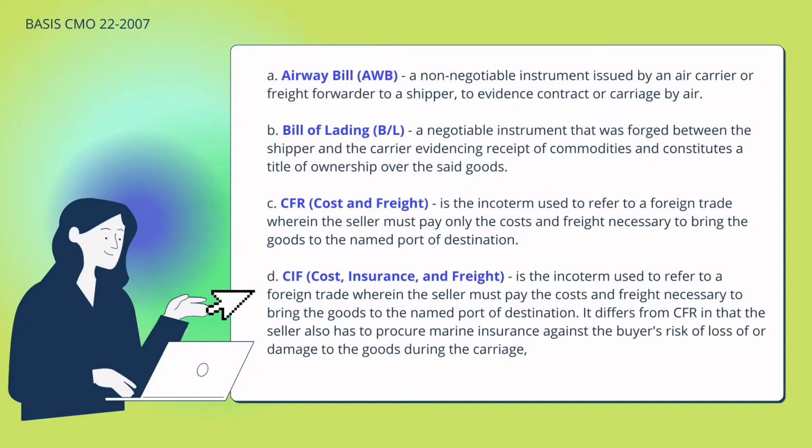Next, we have the cost, insurance, and freight or the CIF. It is an Incoterm used to refer to a foreign trade wherein the seller must pay the cost and freight necessary to bring the goods to the named port of destination. It differs from CFR in that the seller also has to procure marine insurance against the buyer's risk of loss of or damage to the goods during the carriage.